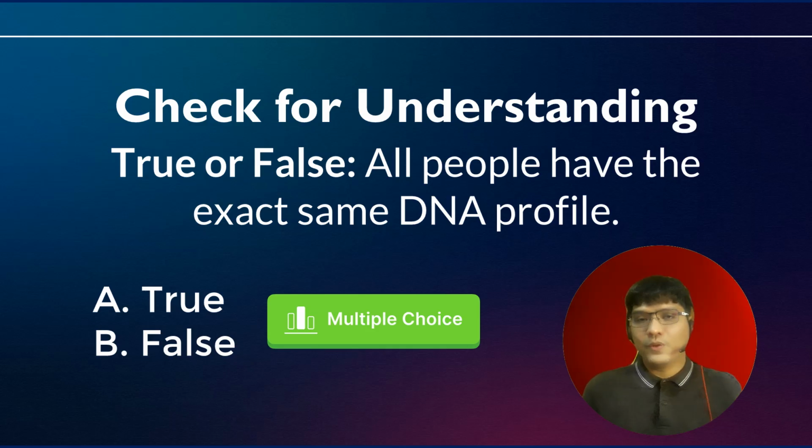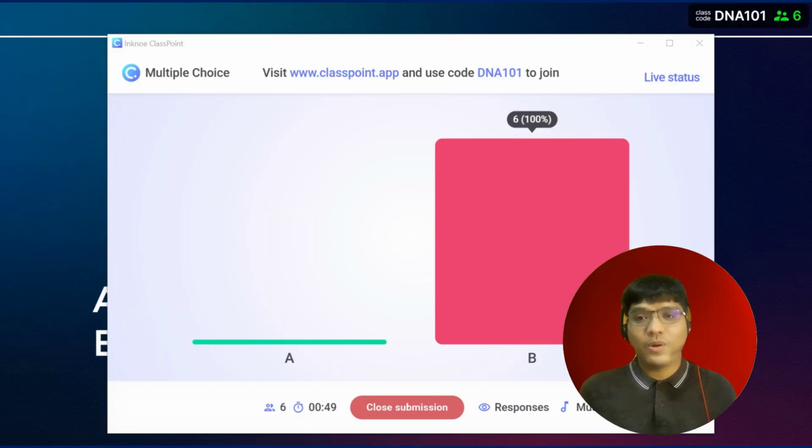Now let's move to question number 2. True or false? All people have the exact same DNA profile. You've got 1 minute for this question. All right, let's see the results. And yes, you all got it right. The answer is false. Every person has a unique DNA profile, except for identical twins.